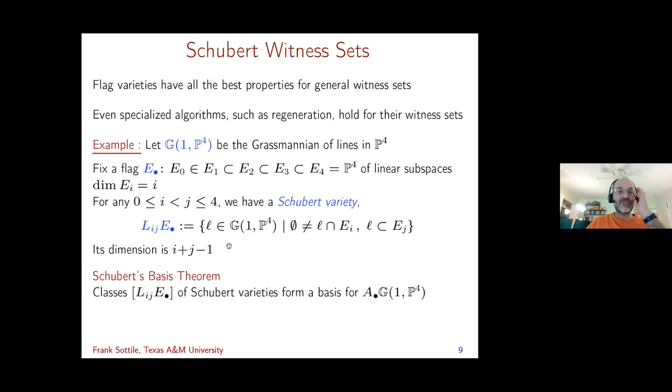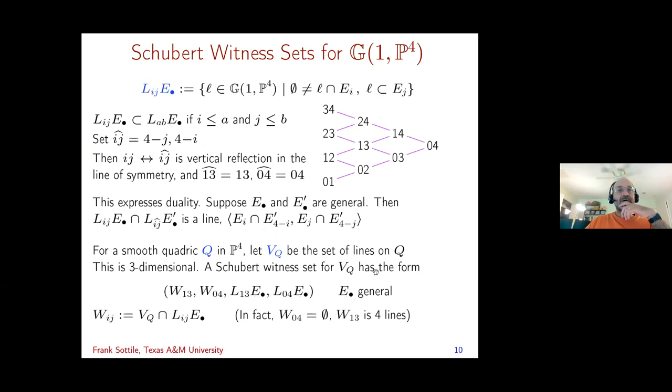And Schubert, 130 years ago, proved a basis theorem, essentially that the classes of these Schubert varieties for a fixed flag form a basis for the Chow groups of the Grassmannian of lines in P4. Okay, so let me talk about one example of a witness set for lines in P4. Here at the top, I've revised the definition of a Schubert variety. For a fixed flag, these have some nice properties: one Schubert variety is contained in another if their indices are comparable in the partial order where you compare each component. And you can see this partial order illustrated at right.